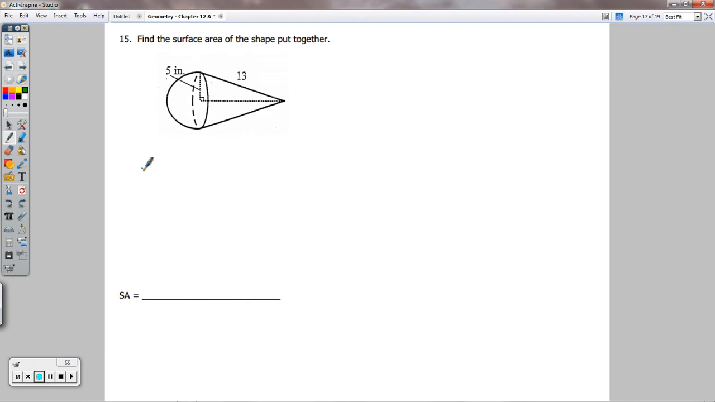Number 15, find the surface area of the shape put together. So that's important here. Surface area, we wouldn't see the circle. We wouldn't see the great circle. So we have to keep that in mind. So the surface area is going to be the hemisphere, plus the ice cream cone, you might say, would be the surface area of the cone part and the surface area of this part. So for the cone, just the lateral area would be showing. Just the pi RL would be showing.